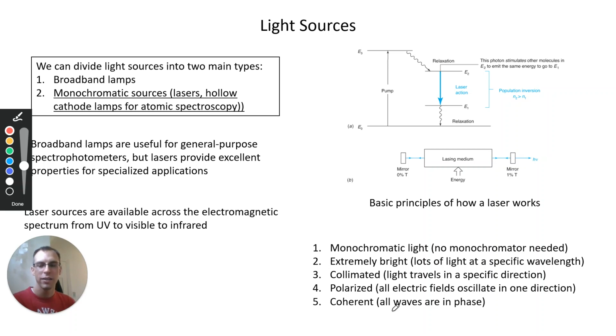And laser light is coherent. Again, this is relevant for some specific applications, but all the waves are in phase, so they don't beat out of phase. In comparison to regular lamps, where it's just incoherent, and the waves are just kind of random. The same with the polarization. So laser sources are available across the electromagnetic spectrum, from ultraviolet to infrared. We could have a whole class just on types of lasers and how they work, because there's a wide range of different types of lasers that have been developed over the last 60, 70 years or so. But anyway, in terms of spectrophotometry, it's really these properties that can possibly make them useful for specific types of spectrophotometers.